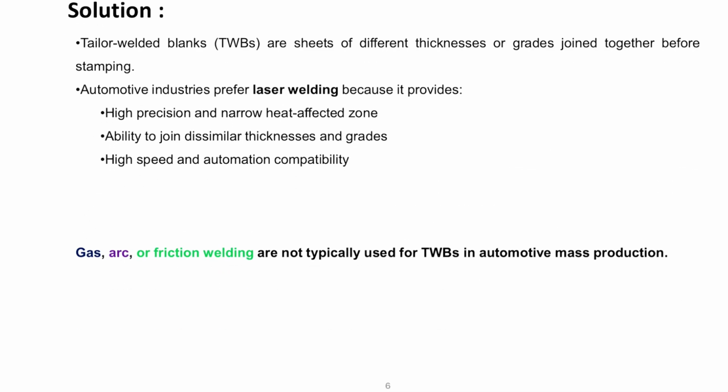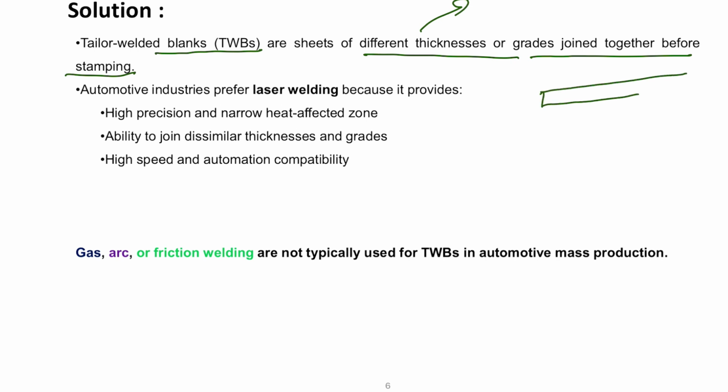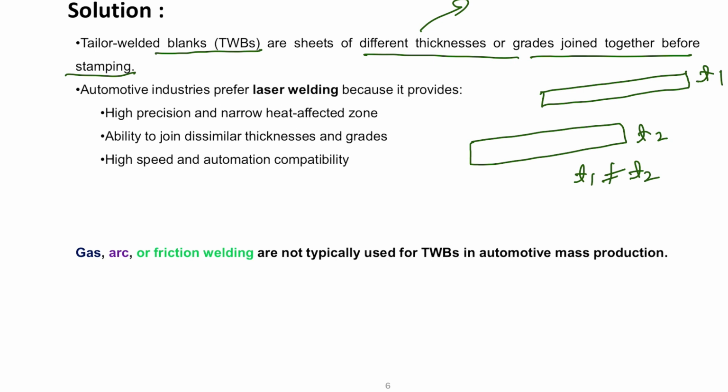Okay, now let's solve the problem. As we know, TWB, tailor welded blanks, are sheets of different thickness or grade joined together before stamping. What is the meaning of different thickness? It means we have two sheets, one with thickness T1 and the other with thickness T2, where T1 is not equal to T2. So they are sheets of different thickness.